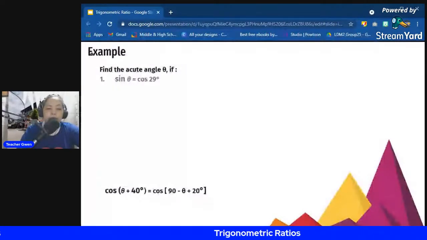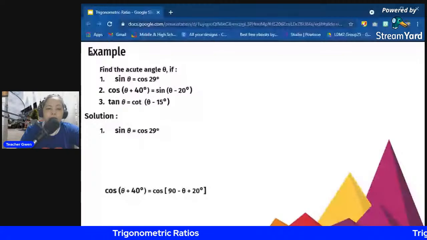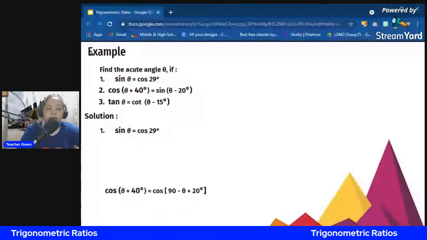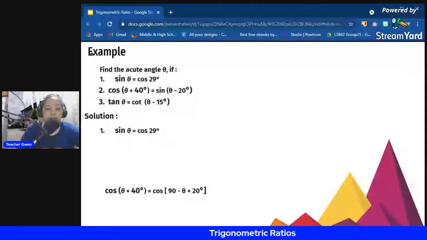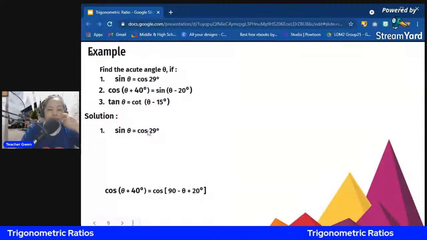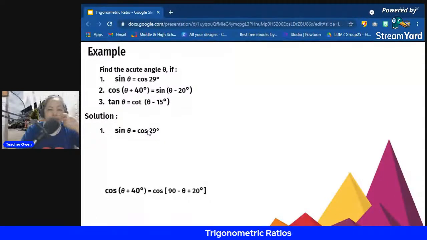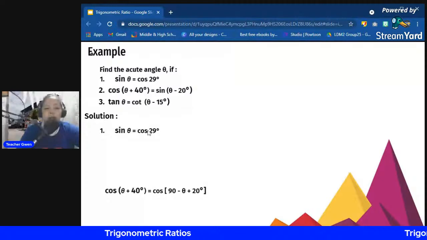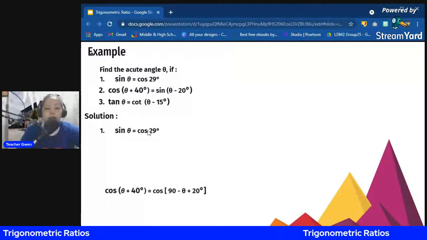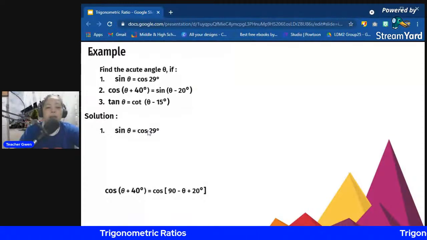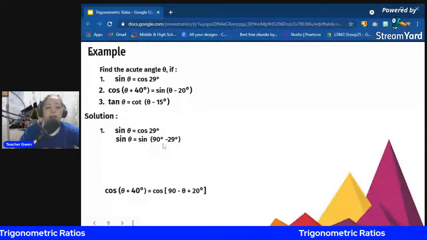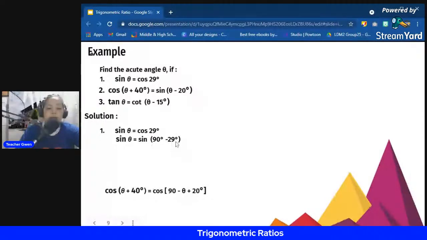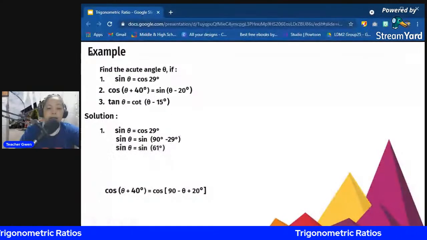Okay, solution number 1. For sine theta equal to cosine 29 degrees, cosine man siya sa atong buhaton. Ma-change na ang cosine into sine of 90 minus, then instead of theta, kanang 29 degrees. So, sine of 90 minus 29 degrees. 90 minus 29, okay, we have sine theta is equal to sine of 61.